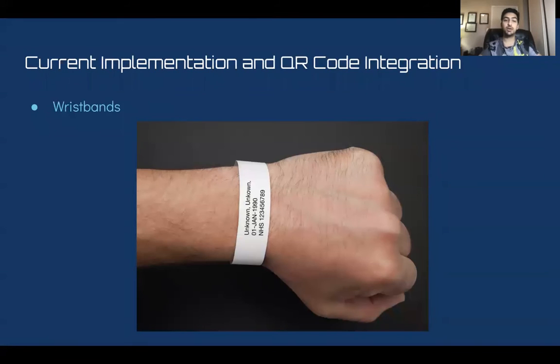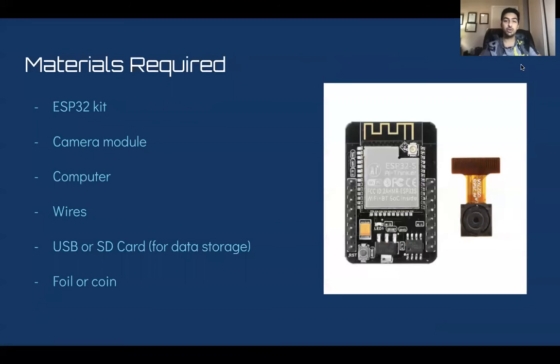Now, the second way that this can be implemented is through the wristbands that are used in hospitals, which of course, as you see when you walk in and see it on all the patients, contain patient information. Our idea would then implement the QR code on the band, which can be scanned at ease. Now, in order to create our idea, a few materials would be needed.